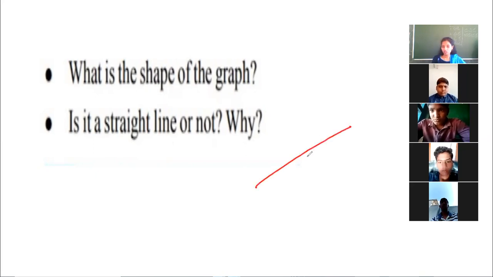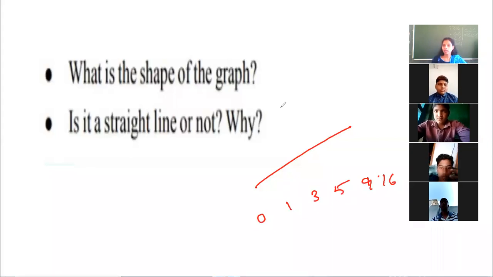Like before, will not get a straight line because here the distance covered by him is changed 0, 1, 4, 9, 16, like this. So we'll not get a straight line here. Maybe we'll get a parabola here. Here, one more question. Is it a straight line or not? Why?